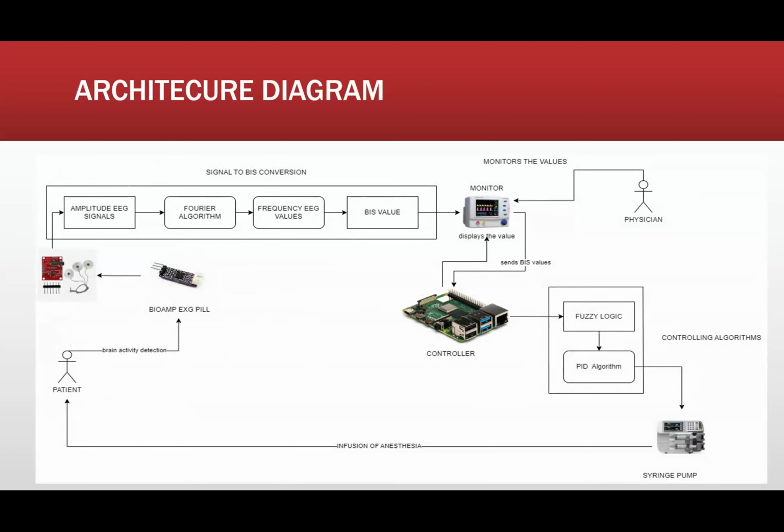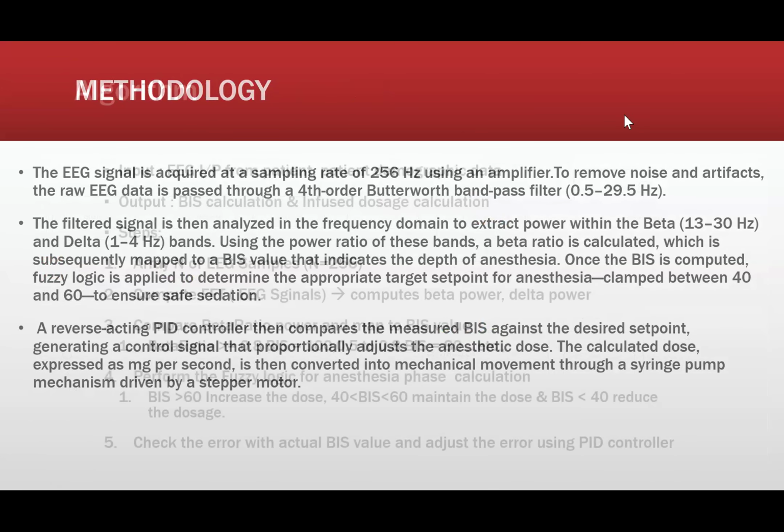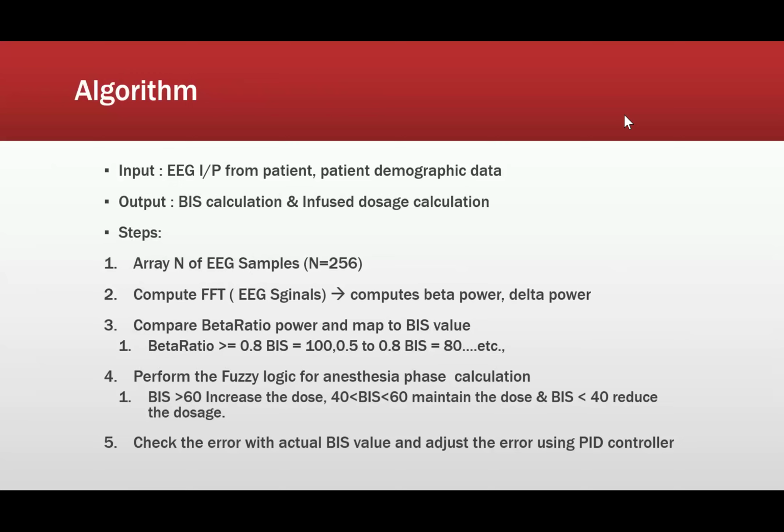So we have the patient. The patient will be connected with the sensor, and this NeuroSense band will give the EEG signal, and this EEG signal will be converted into the BIS value, that is the bispectral index value, which tells the anesthesia level. And this will be given to the controller. The controller will calculate what value should be set, and based on that, how much drug to be given will be adjusted and given to the patient. So that is the methodology as explained from the diagram.